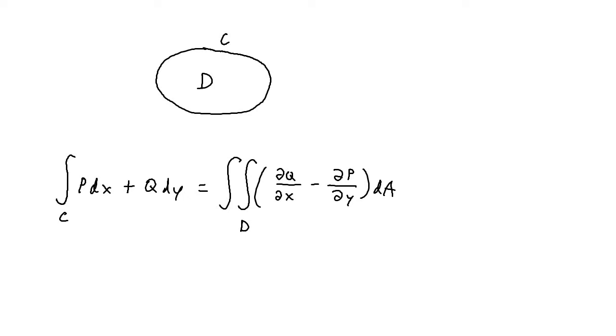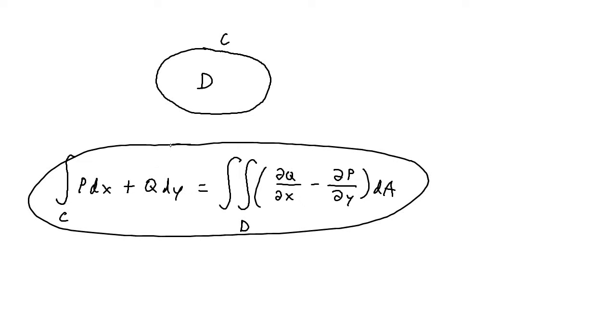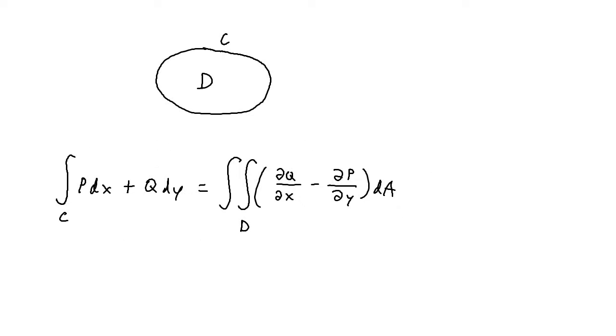Now there are two terms when it comes to describing this graph: a positive orientation and a negative orientation. A positive orientation is where the curve C moves in a counterclockwise direction, and a negative orientation is where the curve C moves in a clockwise direction. Now this specific formula for Green's theorem only applies to positively oriented curves. So in other words, where the curve C moves in a counterclockwise direction.